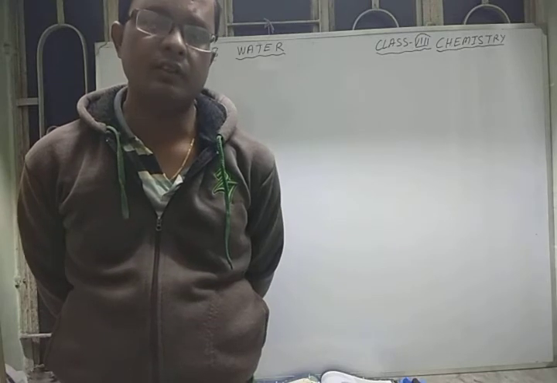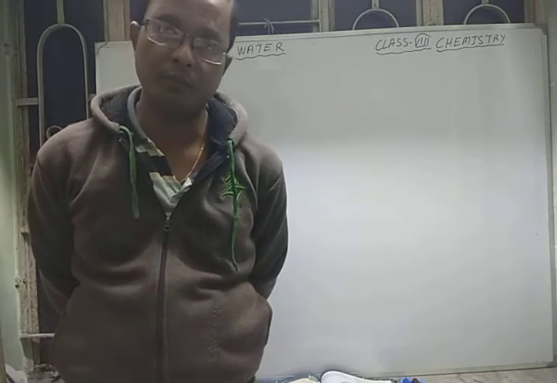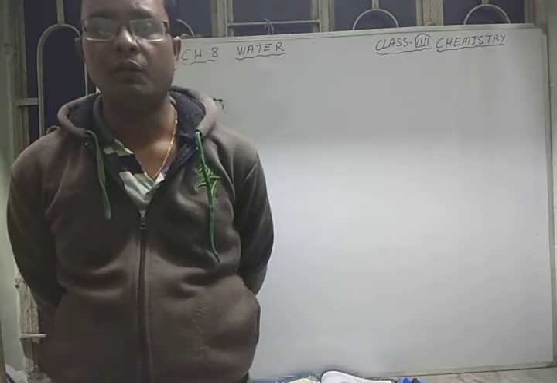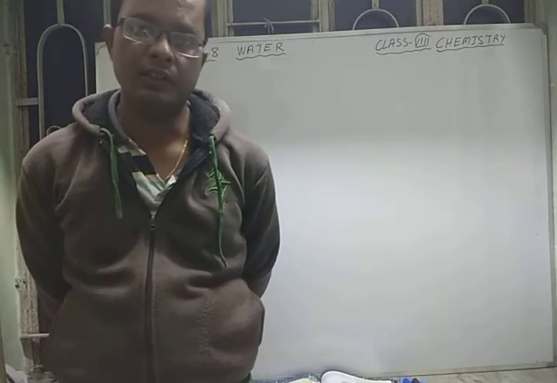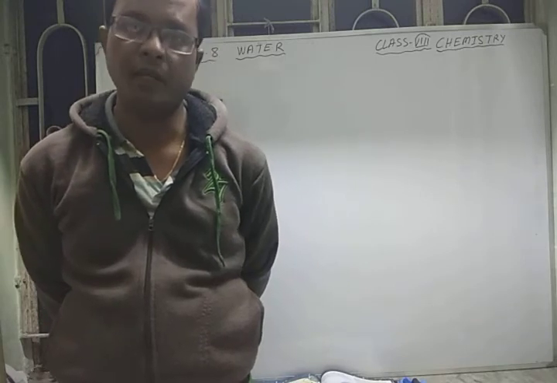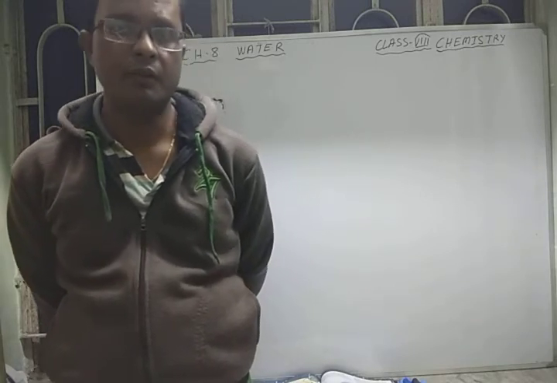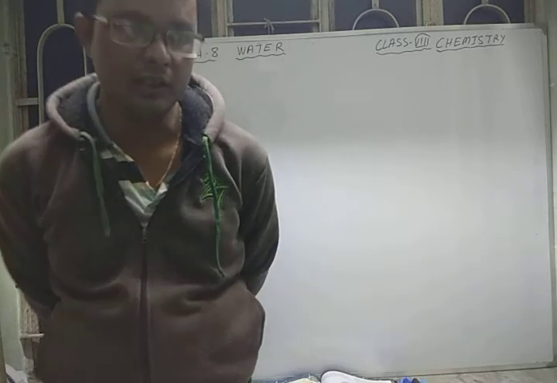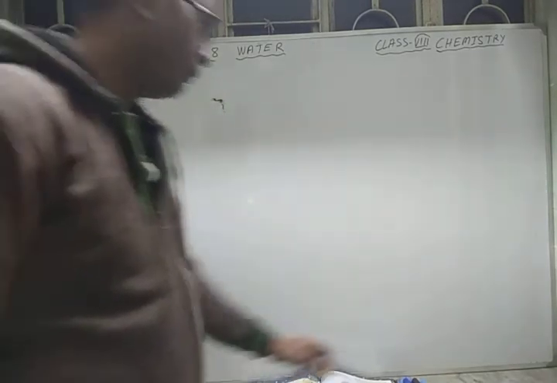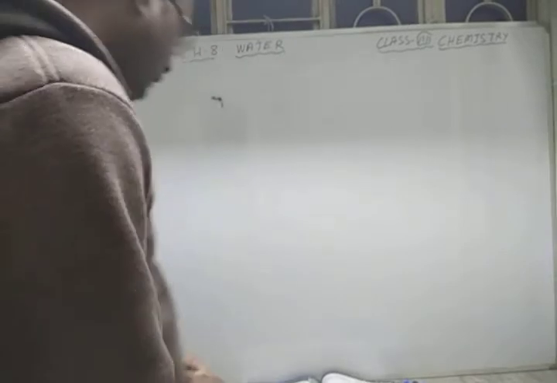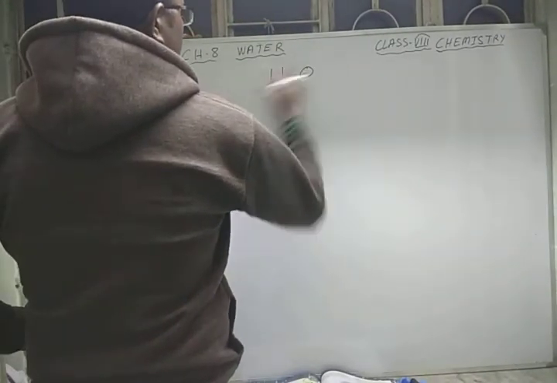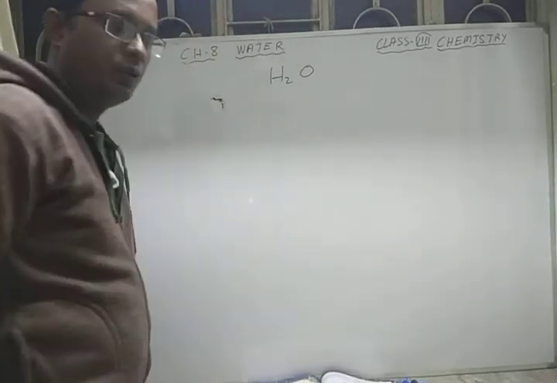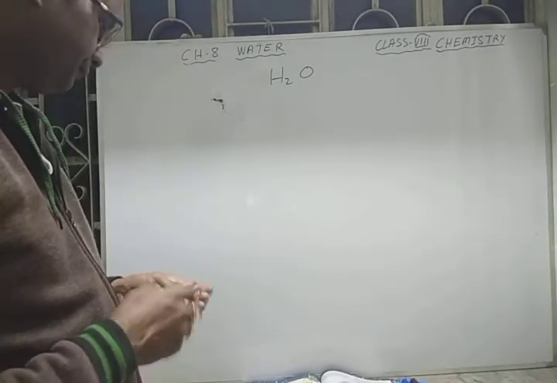You also know that water is a compound, because water is formed by the chemical combination of hydrogen and oxygen in the ratio 1:8 by mass. The formula of water is H2O. It is the formula of water, a very common formula, H2O.